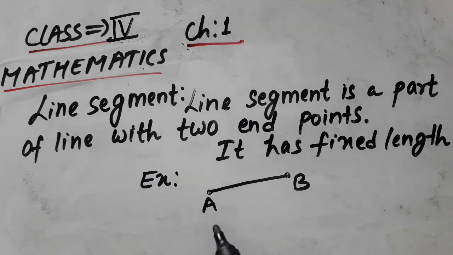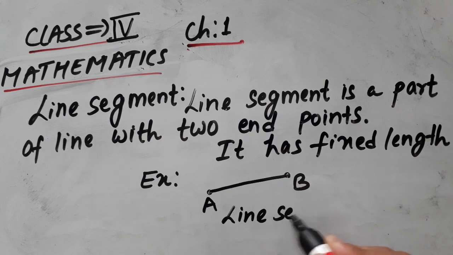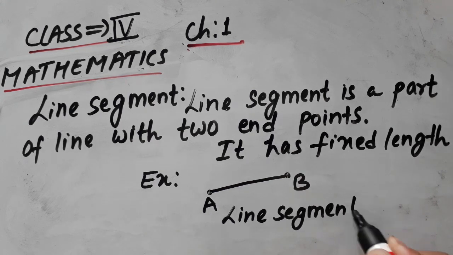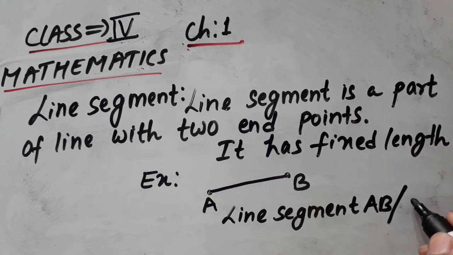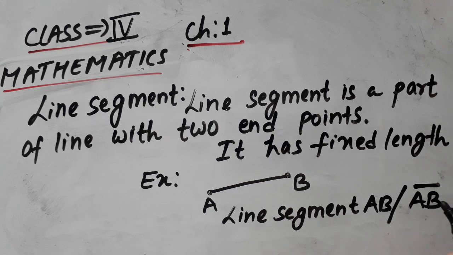We can read it as line segment AB or line segment BA. Line segment AB, or you can write it like this. This is the symbol of line segment.